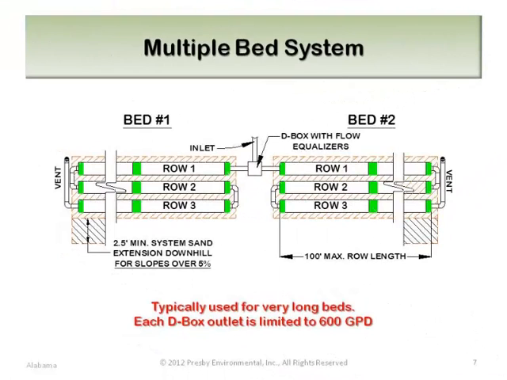Multiple bed layouts are commonly used when there is a site restriction or the length to width ratio prohibits a single wider bed. The D-box is placed between the fields. Once again, flow equalizers are required on the D-box outlets.